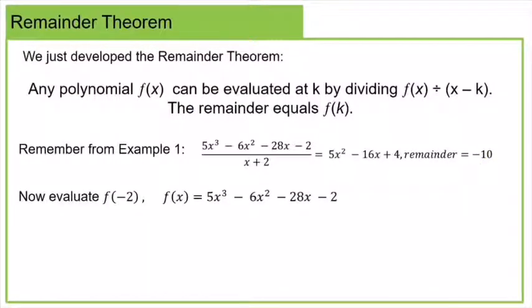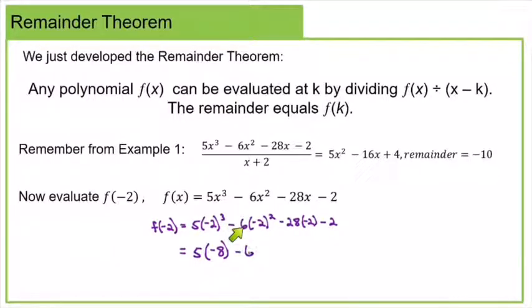our synthetic division process. So plugging in negative 2, I'm going to have 5 times negative 2 to the third minus 6 times negative 2 squared minus 28 times negative 2 minus 2. Okay, now we go back and evaluate each of these powers. Negative 2 to the third is negative 8. So we have 5 times negative 8. Negative 2 to the second is positive 4. So we have negative 6 times 4. And then there are no more exponents, so I'll just go ahead and do this multiplication. Negative 28 times negative 2 is positive 56, and then we still have our minus 2.